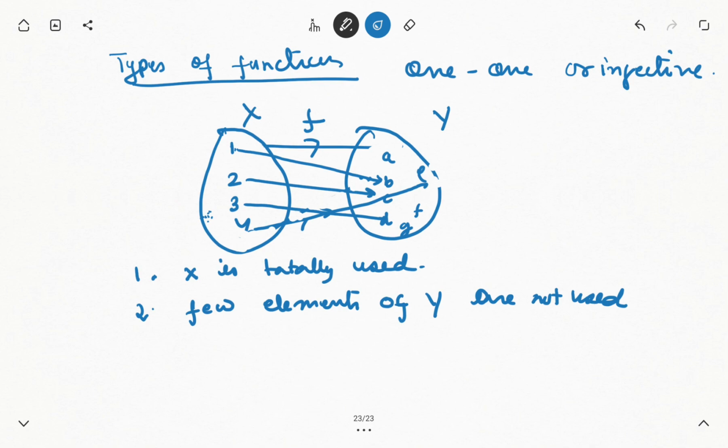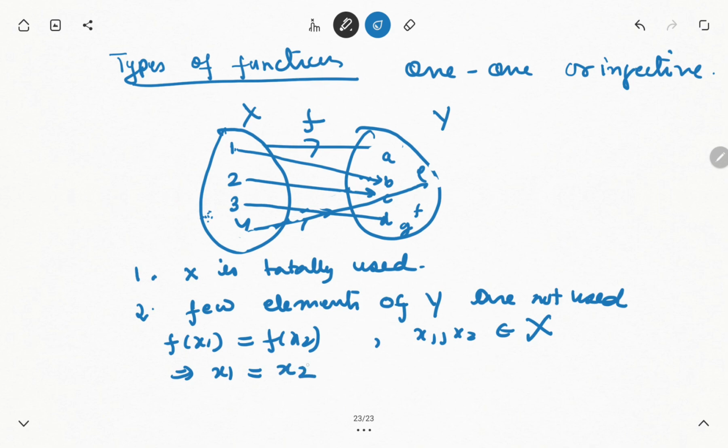Right? Now, another example. The main thing is how we are going to show that the function is one-one. This means if the images are the same, f(x1) is equal to f(x2), where x1, x2 belong to the domain, implies by the definition of the function that x1 is equal to x2. If this is possible, then we prove that the function is one-one. This is one theoretical way to prove that the function is one-one.